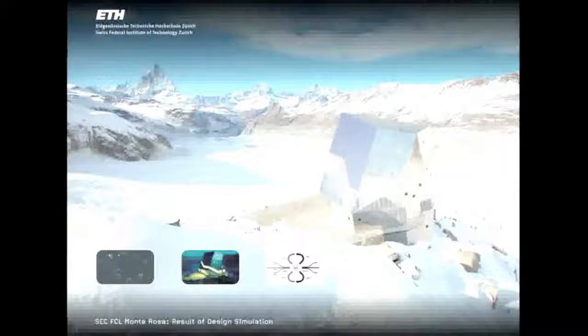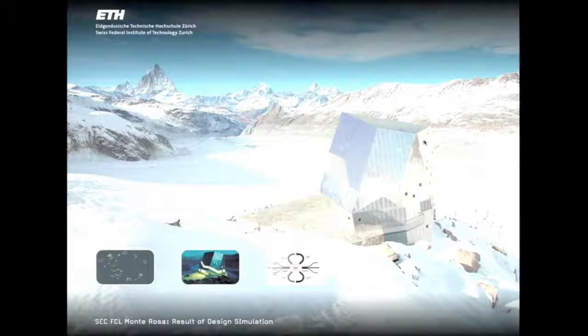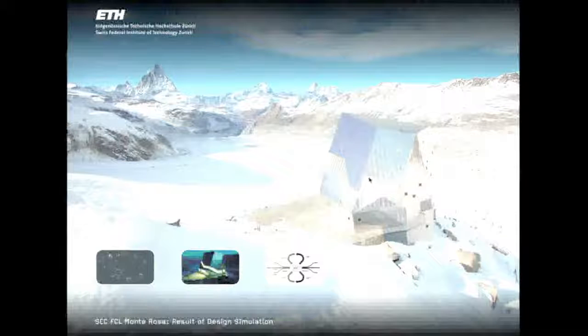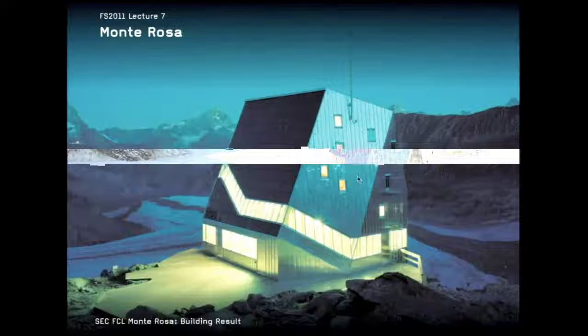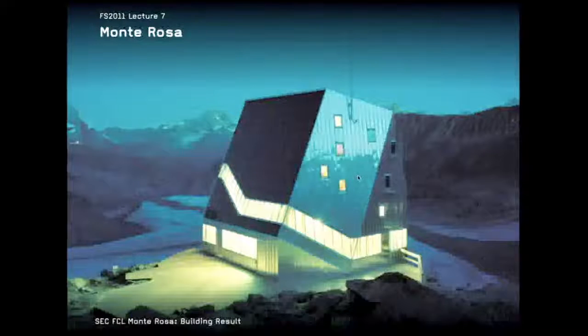This is the building, this is the glacier now in winter when it's all snowed over, and this here is a visualization of the building. It's not quite a simulation, as you see a visualization of the building, and then the real building here. So this is not a simulation anymore.